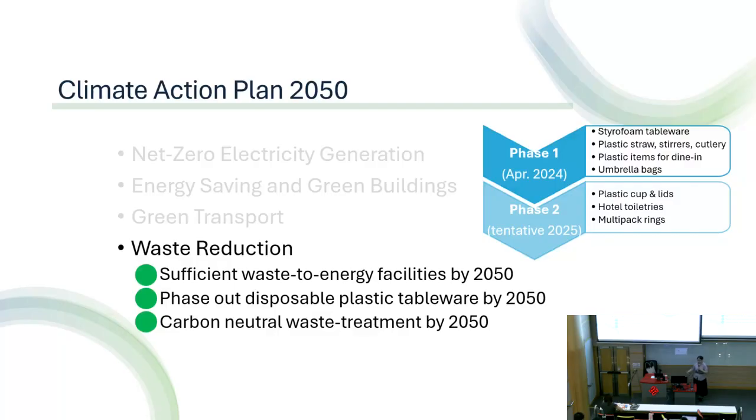And with waste reduction, I'm sure many of you have already heard, we actually have great waste to energy facilities. So the I·PARK Phase 1 and Phase 2, I think Phase 1 is already in operation, Phase 2 is coming up in 2030. We're phasing out disposable plastic. So right now we don't have any more plastic straws, and they're slowly moving into Phase 2 depending on the availability of alternatives. And of course, we've got the carbon neutral waste to energy treatment, so the O·PARCs.